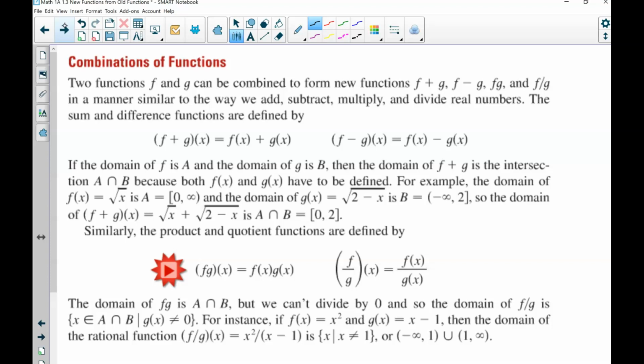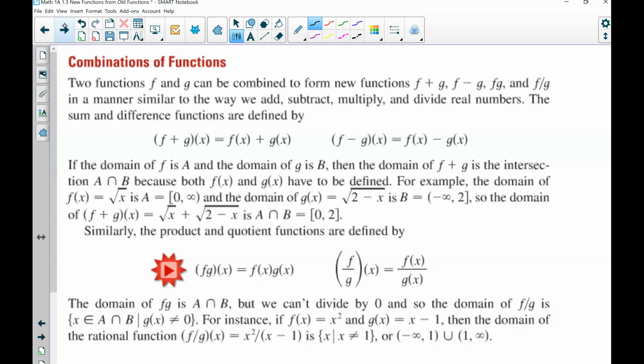Okay, now we also have combinations of functions. So two functions f and g can be combined to form new functions f plus g, f minus g, f times g, and f divided by g. So in a manner similar to the way we add, subtract, multiply, and divide real numbers, the sum and the difference functions are defined by the following. So it's important to write the definition. F plus g of x is equal to f of x plus g of x. F minus g of x is equal to f of x minus g of x.